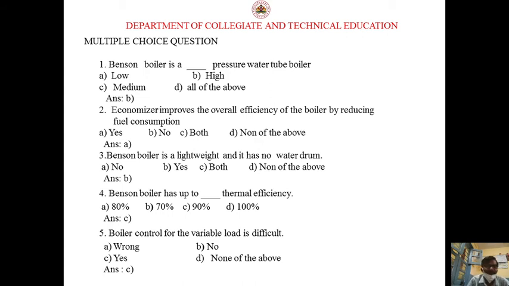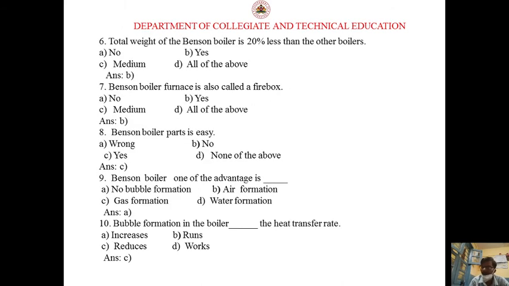Question number 5: Boiler control for variable loads is difficult. In the Bunsen boiler the controlling is difficult, so the correct answer is yes. Among the four given answers, the answer is C. Next, sixth question: Total weight of the Bunsen boiler is 20% less than other boilers. Is that right or wrong? The answer is right, B.